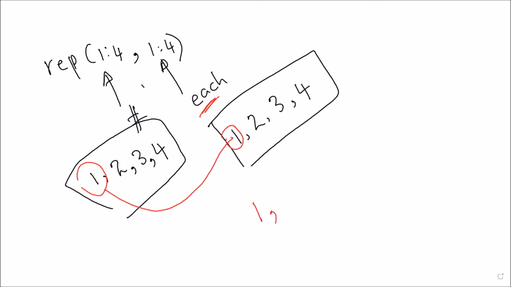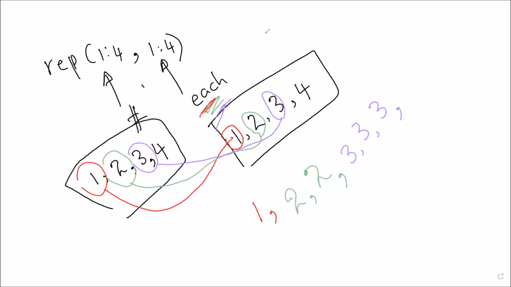Then it comes to the next one. 2 is repeated 2 times. 3 is repeated 3 times: 3, 3, 3. And 4 is repeated 4 times: 4, 4, 4, 4. That is what this command did. From here to here, it uses the repetitions like this. Did you understand the mechanism of this? You can take a screenshot of this.